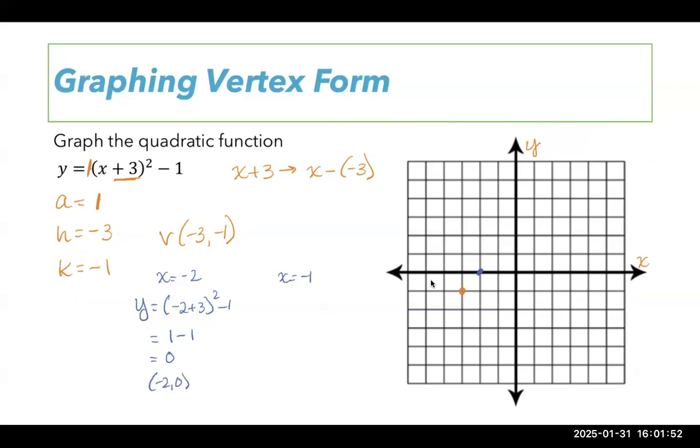Okay. And then with negative 1, same thing, substitute that in. Negative 1 plus 3 is 2. 2 squared is 4. Minus 1, that's going to give us a 3. So this will be negative 1, 3. So all of these numbers fit pretty well on a scale of 1 with the graph that I have. So there's our negative 1, 3 point.